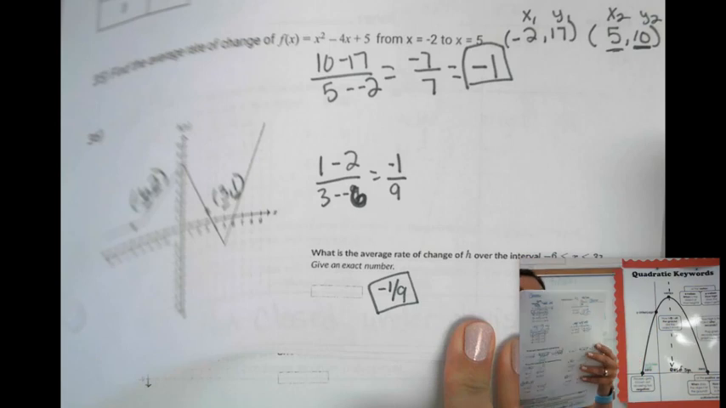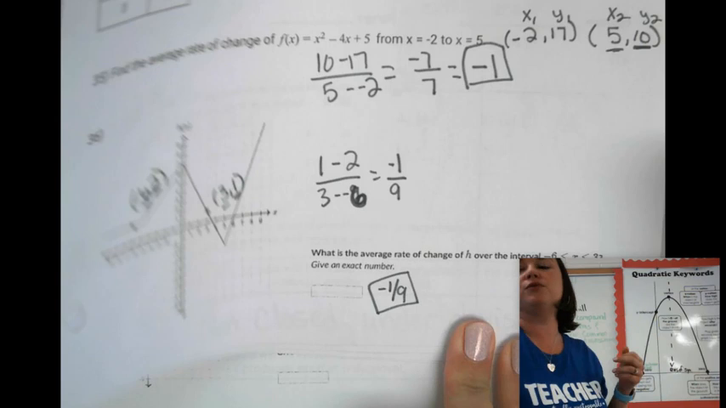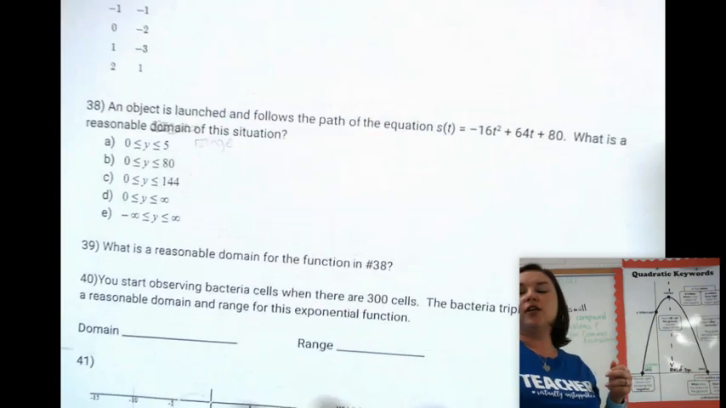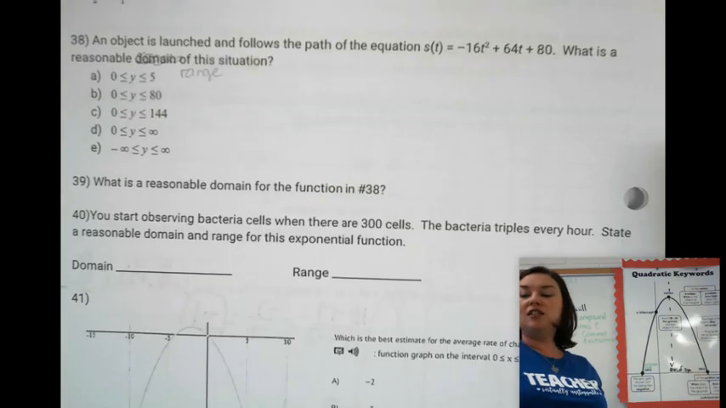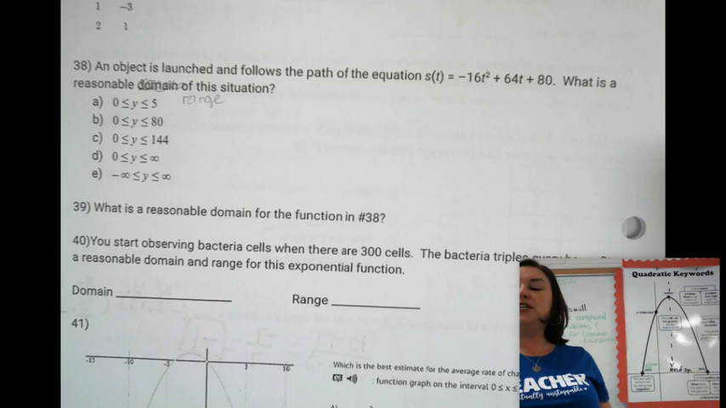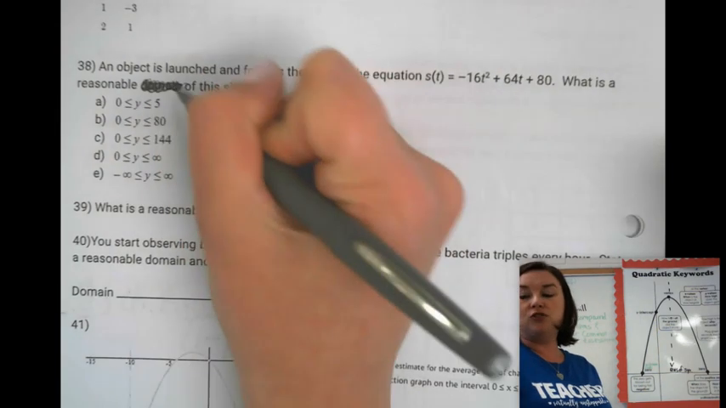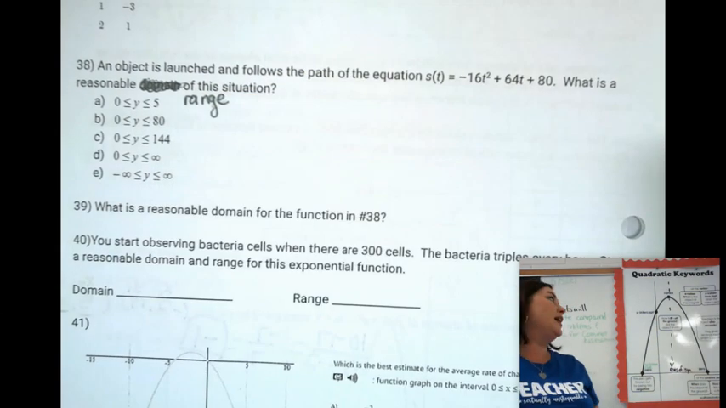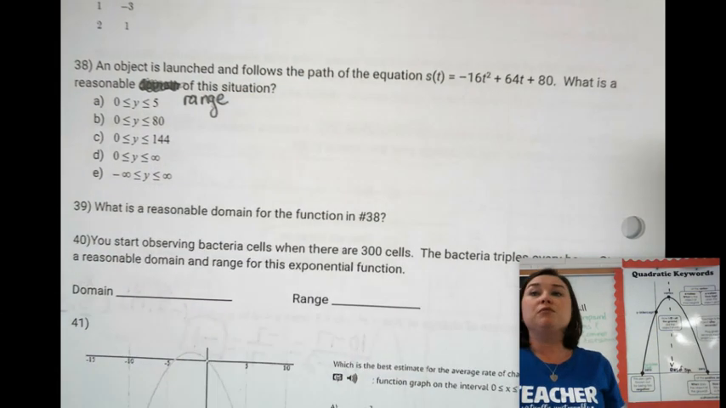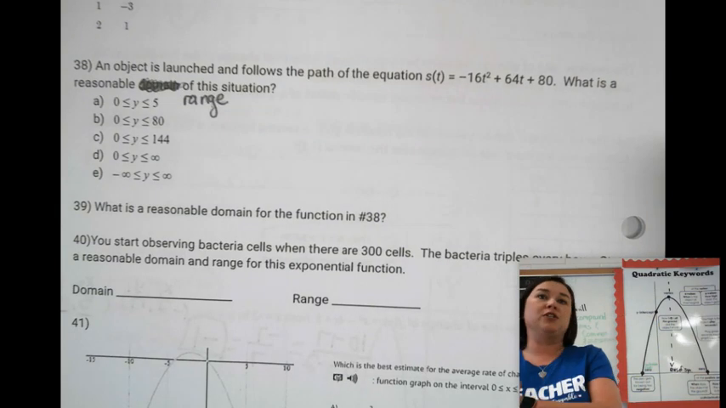We are going to go down to number 38, and there's actually something wrong with number 38, so I want to fix it first. Number 38 says, an object is launched and follows the path of this equation. What is a reasonable domain? It's supposed to say, what is a reasonable range? When I typed it up, I put the wrong thing. Now, reasonable range. What that means is in a word problem setting, what is a reasonable range?